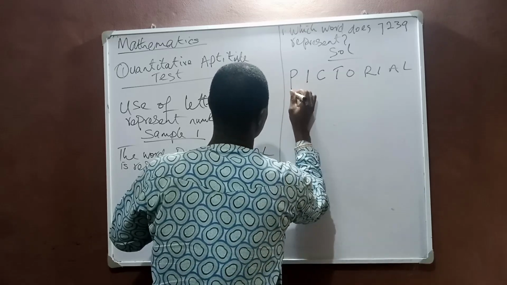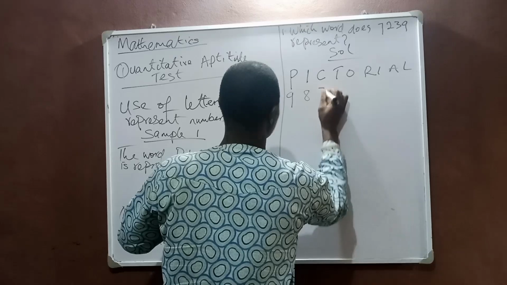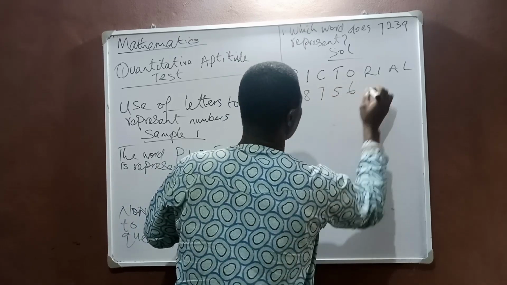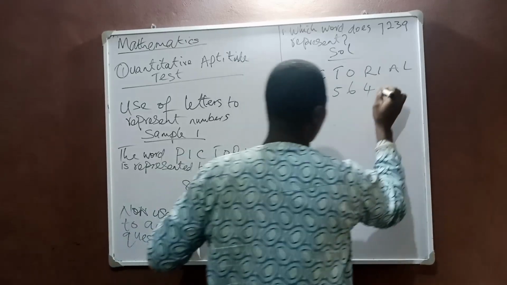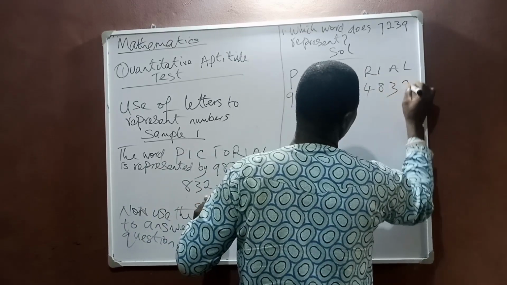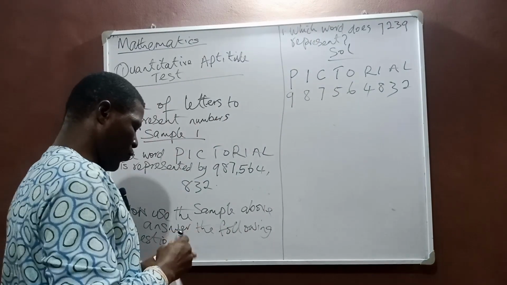Watch here now. This is under P. You write the first number 9. Next one 8. Next one 7. Next one 5. Next one 6. Next one 4. Next one 8. Next one 3. Next one 2. Once you can achieve this, you will solve all the questions with ease.